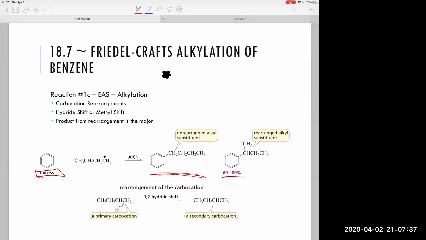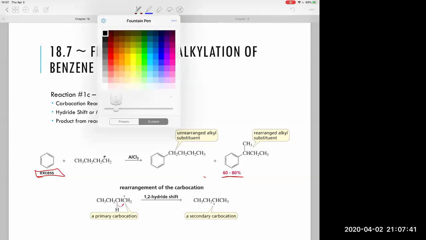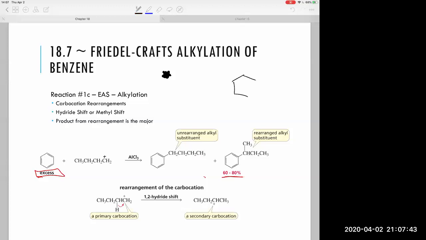All right, again, if we didn't have an excess, then we would be looking at something that has multiple chains coming off of it. Right? We don't want that, or I mean, if you did, then great, you wouldn't have to worry about it. But if you didn't want that and you just wanted the single alkylated product, that's why you'd have to have an excess of benzene in there.